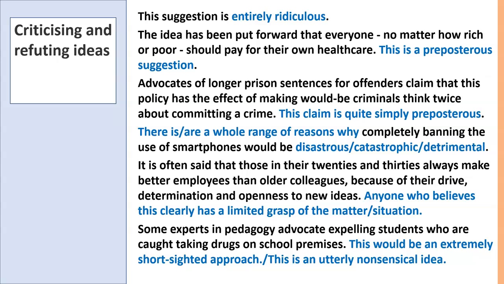You might use the phrase that there is or there are a whole range of reasons why something is disastrous or catastrophic or detrimental, and you can have a sentence, anyone who believes this clearly has a limited grasp of the matter or situation. Or similarly, this would be an extremely short-sighted approach, or this is an utterly nonsensical idea. So these are all ways of criticizing and refuting ideas, saying that they are wrong.